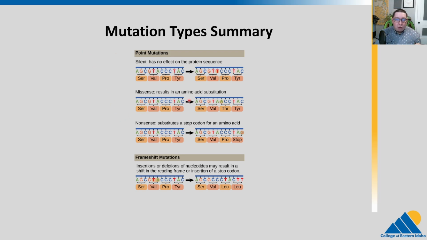Missense mutations, we are changing the amino acid. So here we've changed from proline to threonine. Nonsense mutations insert a premature stop codon. Frameshift mutations, on the other hand, are when you have insertions and deletions not in a multiple of 3. That will shift the reading frame over. Okay, so now we understand mutations.